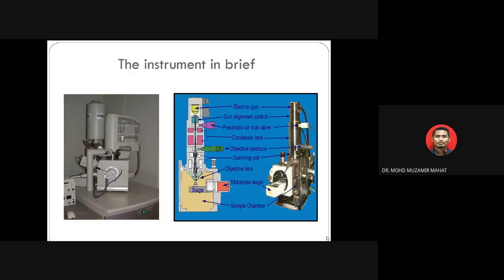So the instrument in brief, we have the electron gun on the top. This is highly important. The electron gun is the source of the electrons which hit your sample. Other than that, we have the condenser lens, objective aperture, scanning coil, objective lens, until you can see there is a stage and sample chamber. Some alignment on the top is the gun alignment control, and the pneumatic airlock valve. This is important to ensure the chamber is free of air and gases.